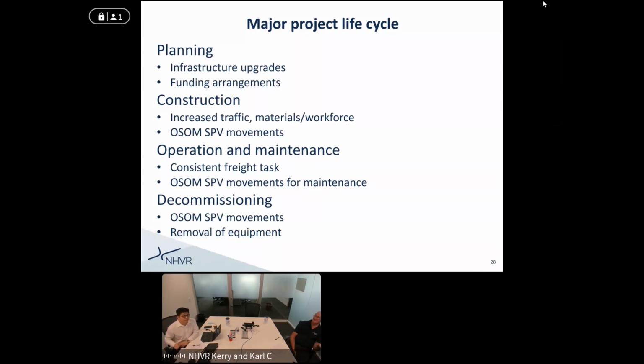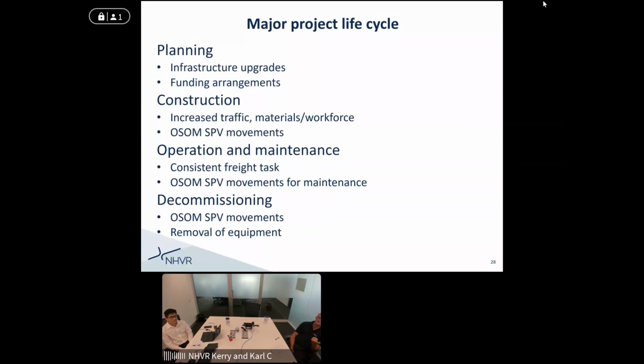So the first part is infrastructure upgrades. If this is going in, are infrastructure upgrades needed, 1, to build the thing, and 2, to operate it? And what are the funding arrangements? Can I get money in at that time as part of the development approval to upgrade the infrastructure so it's suitable for the freight tasks that will come out of that thing?